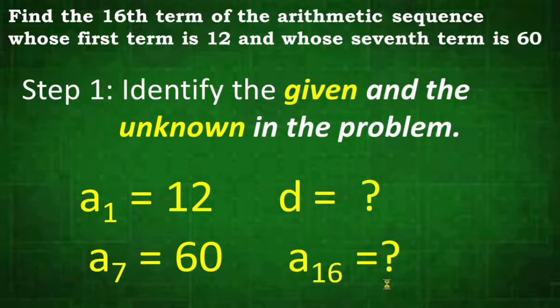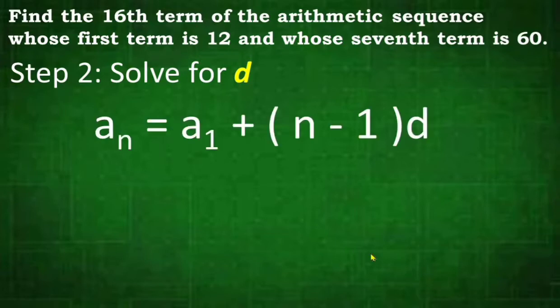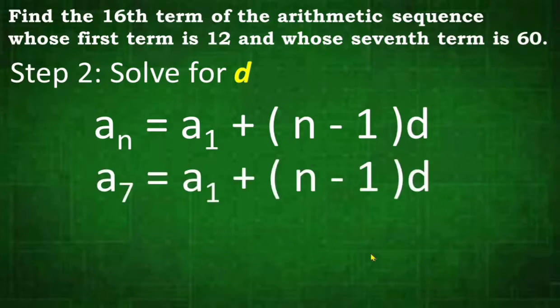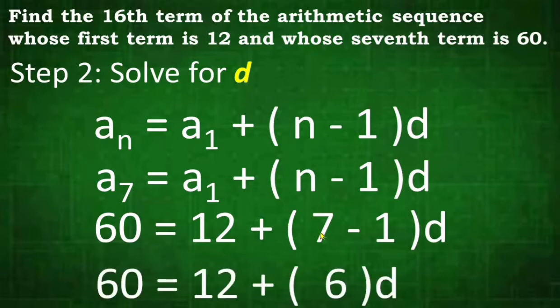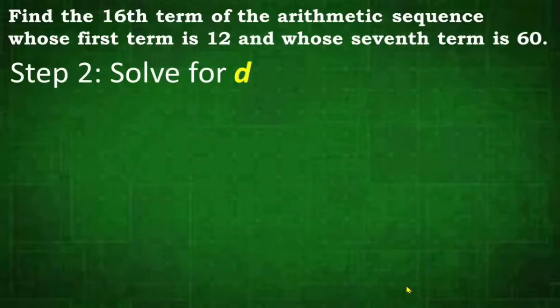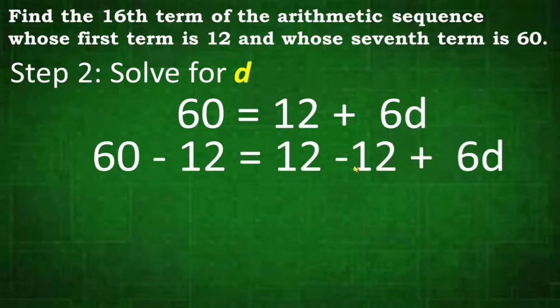How are we going to solve for the given problem? Let us solve first for d or the common difference. Let us use again the formula in the arithmetic sequence. That is now a sub 7 is equal to a sub 1 plus the quantity n minus 1 times d. In our problem, a sub 7 equals 60, a sub 1 equals 12, and n therefore is 7 and d is the unknown. Let's simplify 7 minus 1. That's why we have here 6. Next step, we are going to subtract both sides of the equation by 12.